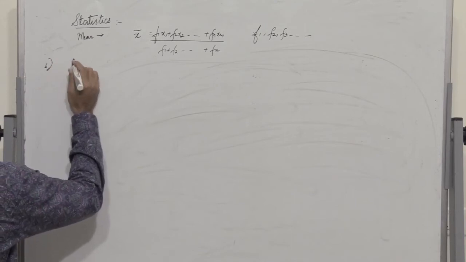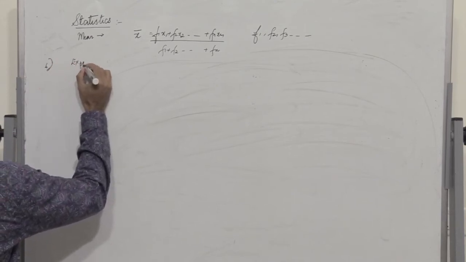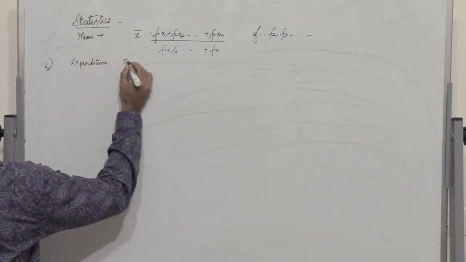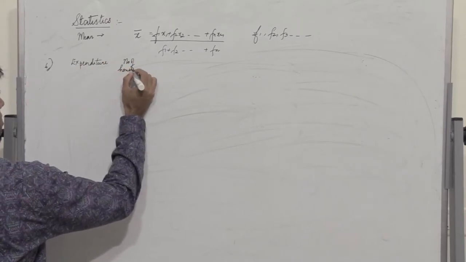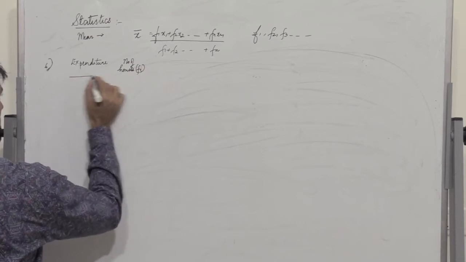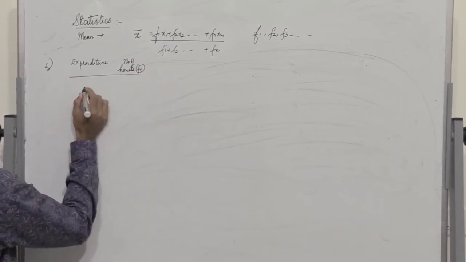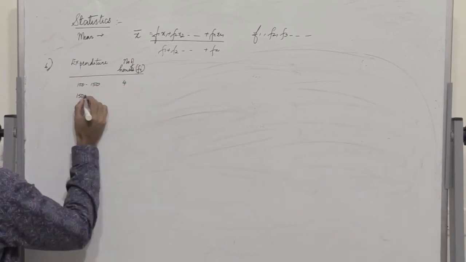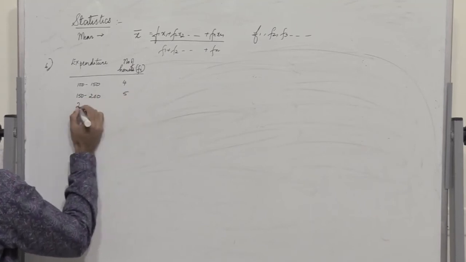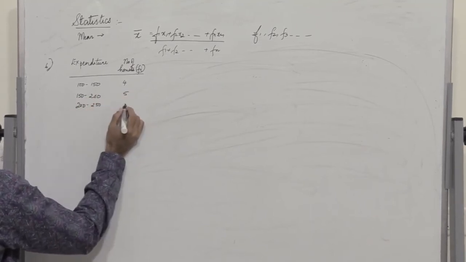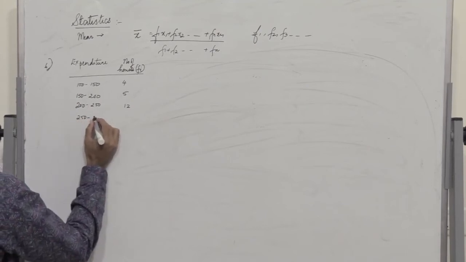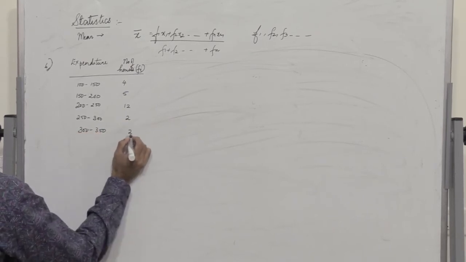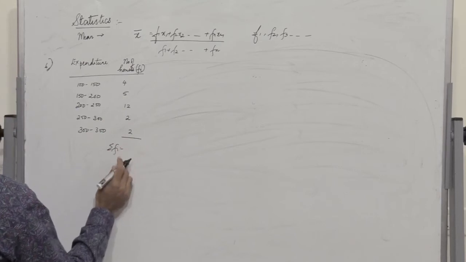Problem 6. The average expenditure for different houses has been given. So we have the expenditure and number of houses. So this is Fi. So what is the expenditure? The expenditure is 100 to 150. Number of houses is 4. 150 to 200, we have 5. 200 to 250, we have 12. 250 to 300, we have 2. And 300 to 350, we have 12. So summation Fi, the total number of houses is 25.